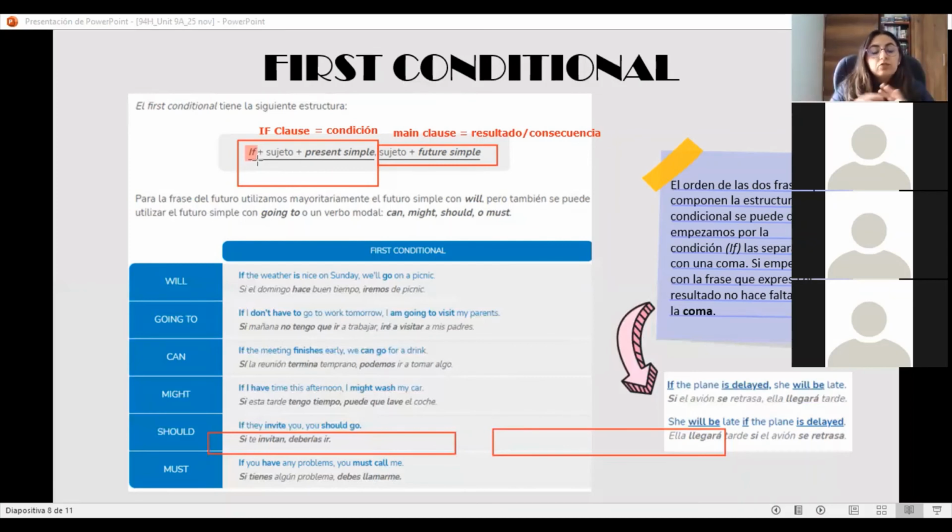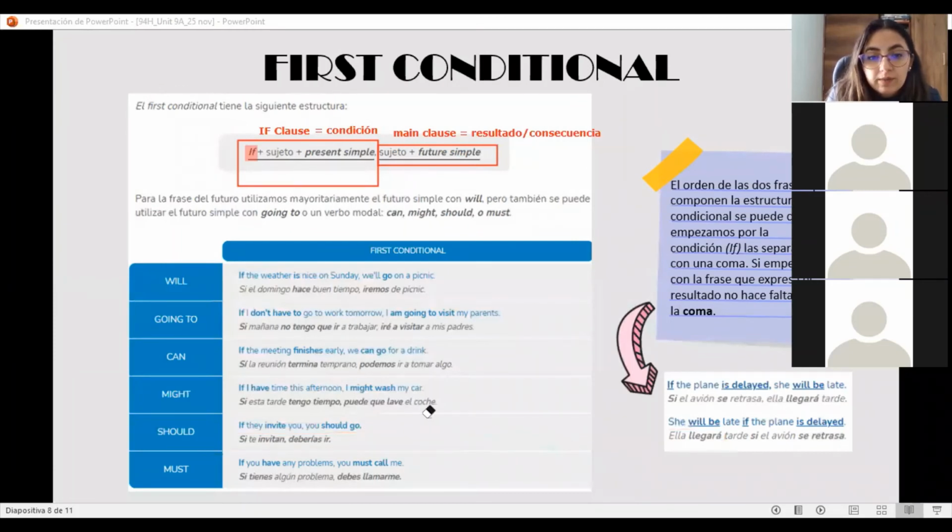A eso se refiere. Entonces, una if clause toma el nombre de if clause porque siempre va a llevar al inicio esta palabrita if. Luego vamos a ocupar un sujeto, cualquier persona que realice la acción. Un sujeto y el verbo va a ir siempre en presente simple, ¿sí? Porque la condición o lo que queremos resaltar va a ocurrir en este momento, ¿sí? Y el resultado será futuro, un futuro cercano. Entonces, el verbo va a ir siempre en present simple.